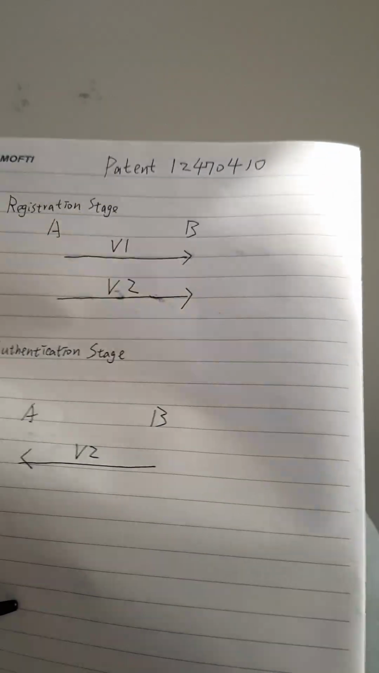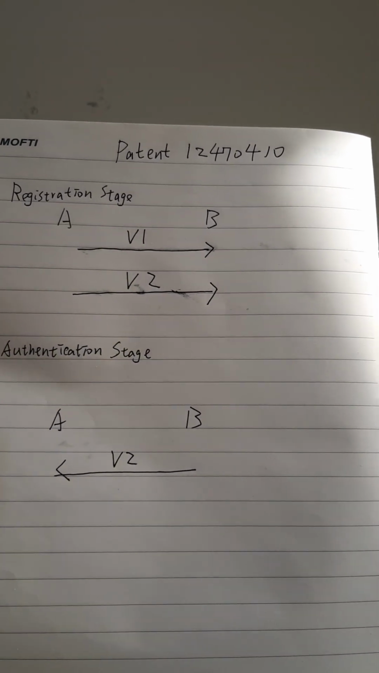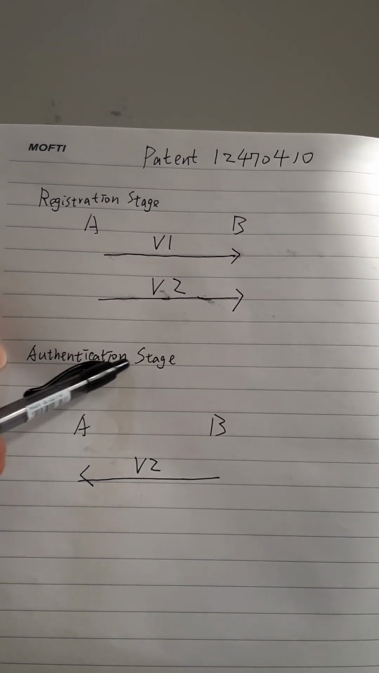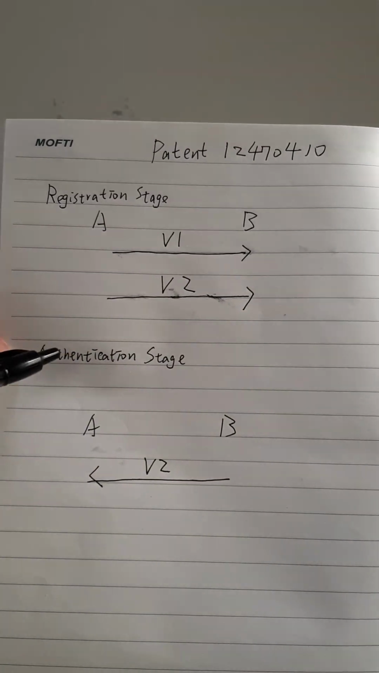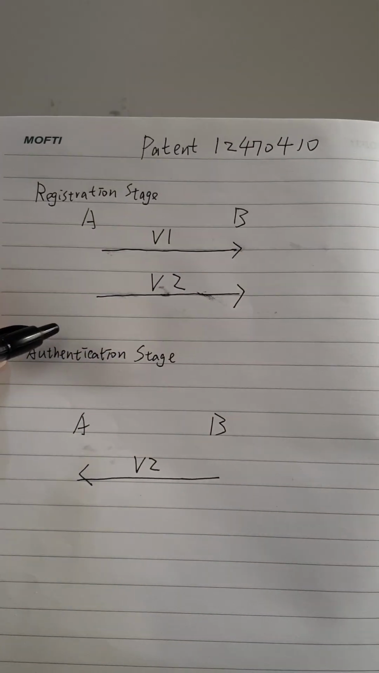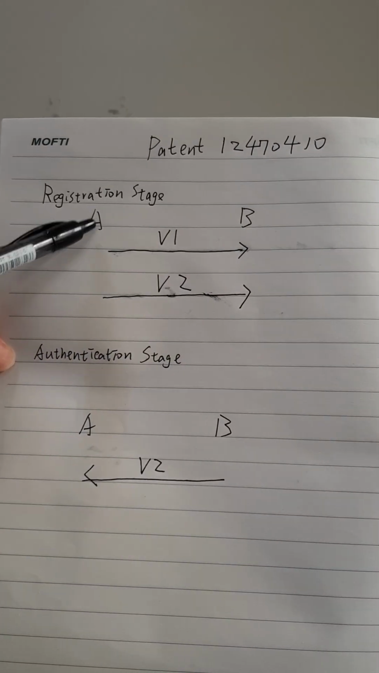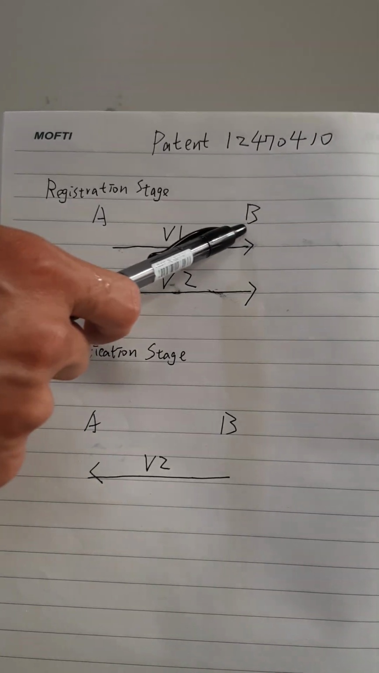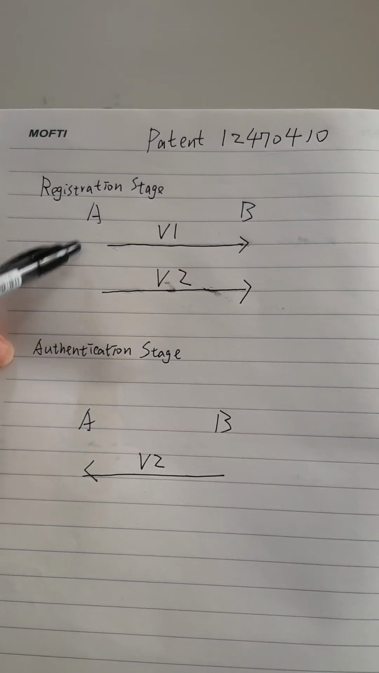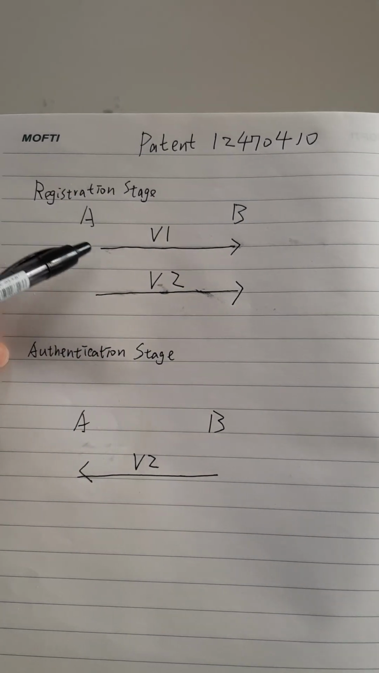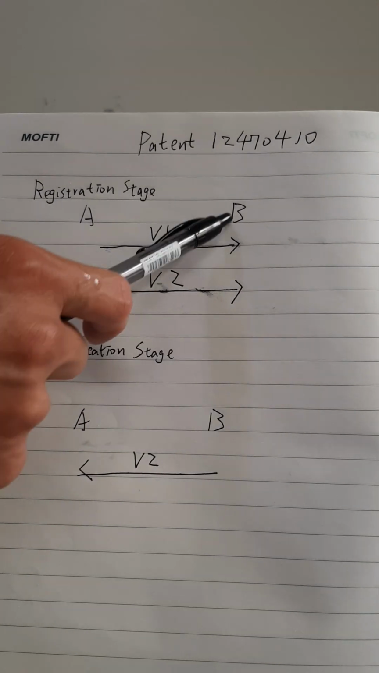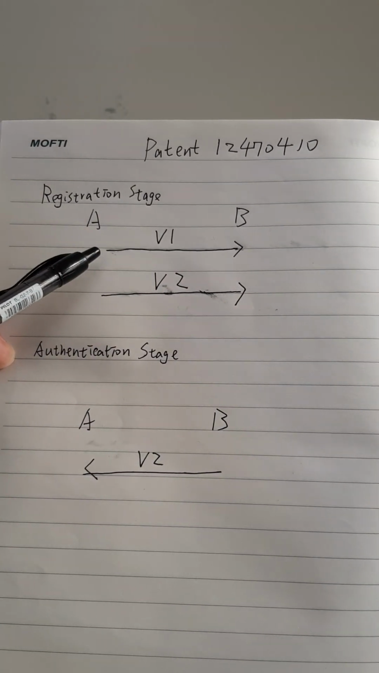It is disclosed in patent 124704110, which was invented by me. In my invention, there are two stages. The first stage is a registration stage. The second stage is an authentication stage. There are two electronic devices called A and B. You can think of A as a client and B as a server, but the application of my patent is not limited to client and server. It may be two independent devices.